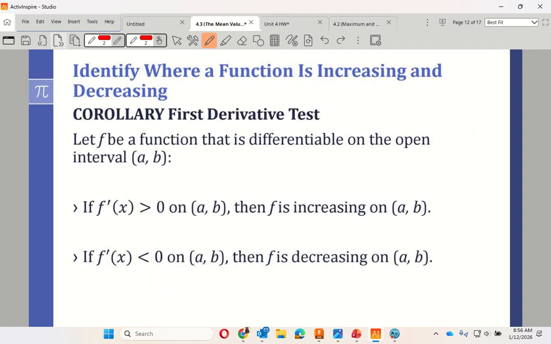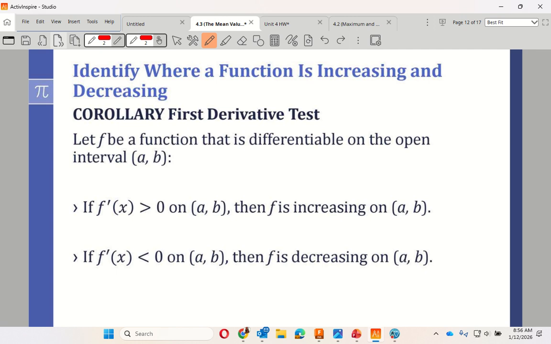Identify where functions are increasing and decreasing. First derivative test. I know you guys are taking super good notes on this because this is going to be key to a lot of what we're doing. Let f be a function that is differentiable on the open interval from a to b. If f prime is greater than 0 on a to b, then it's increasing. Now, what does that say?